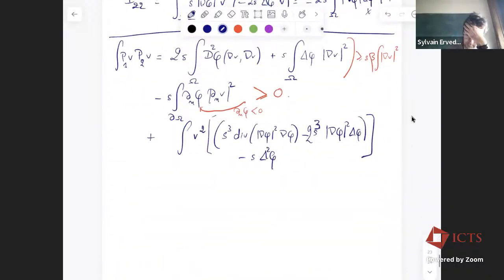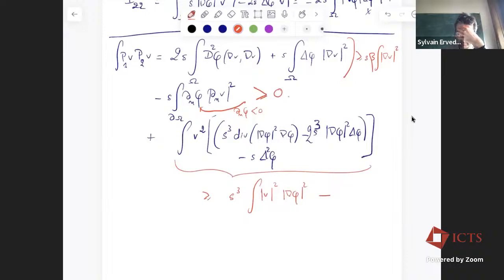So let me go here. Basically, with this assumption, you are able to say that it is larger than s to the 3 v squared times gradient of phi squared minus constant s v squared. Okay, and then you know that gradient of phi squared is bounded from below by alpha, at least on omega minus omega bar.